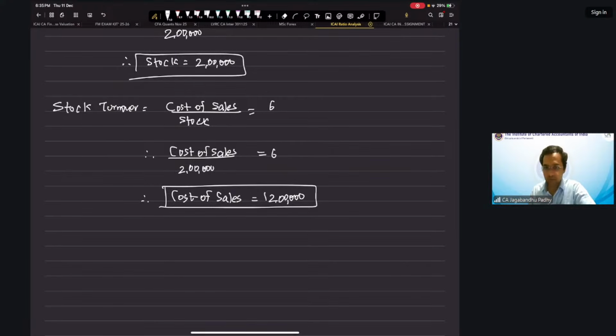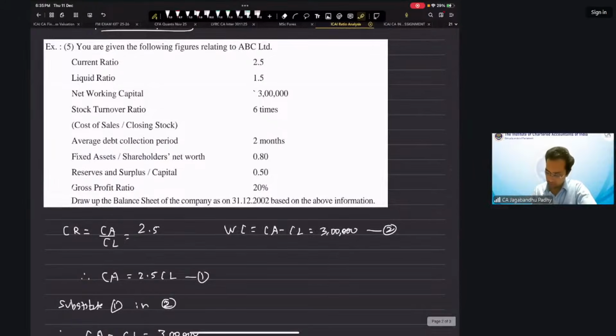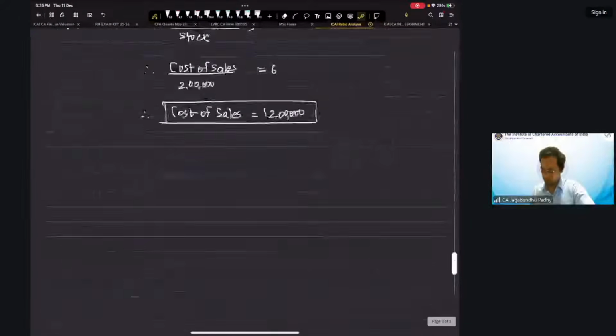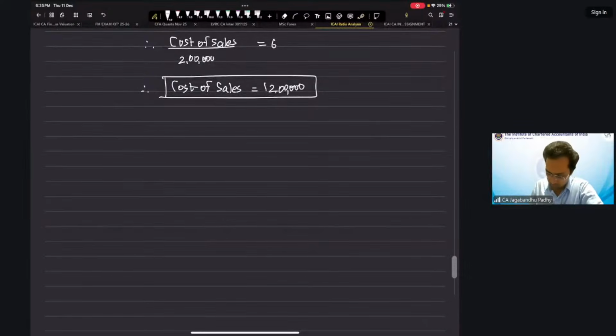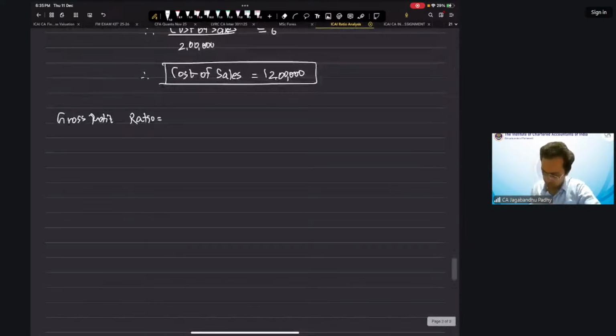So cost of sales is 12 lakh, right? Now, once we have the cost of sales, the best connected part for us to calculate the other parts is the GP ratio, right? So the gross profit ratio is given to us. So gross profit ratio is what? 20%.